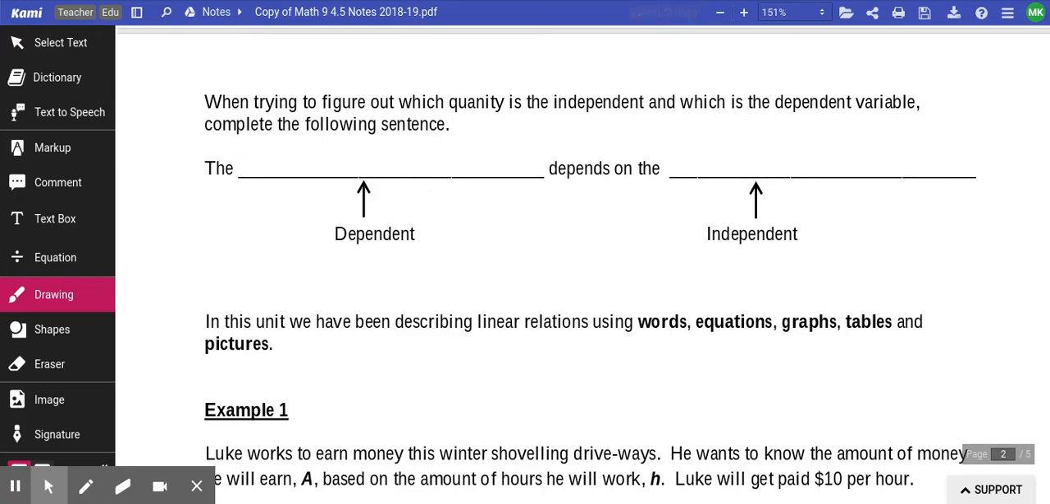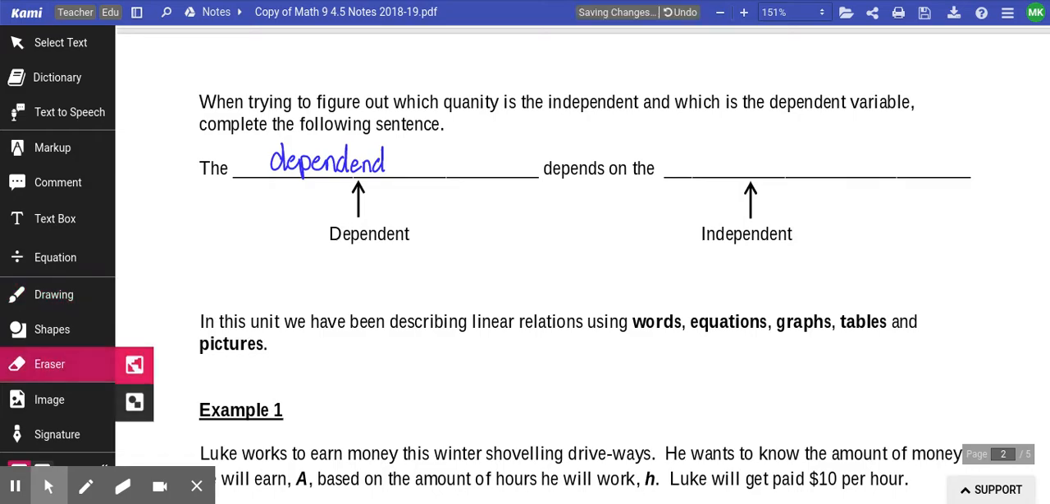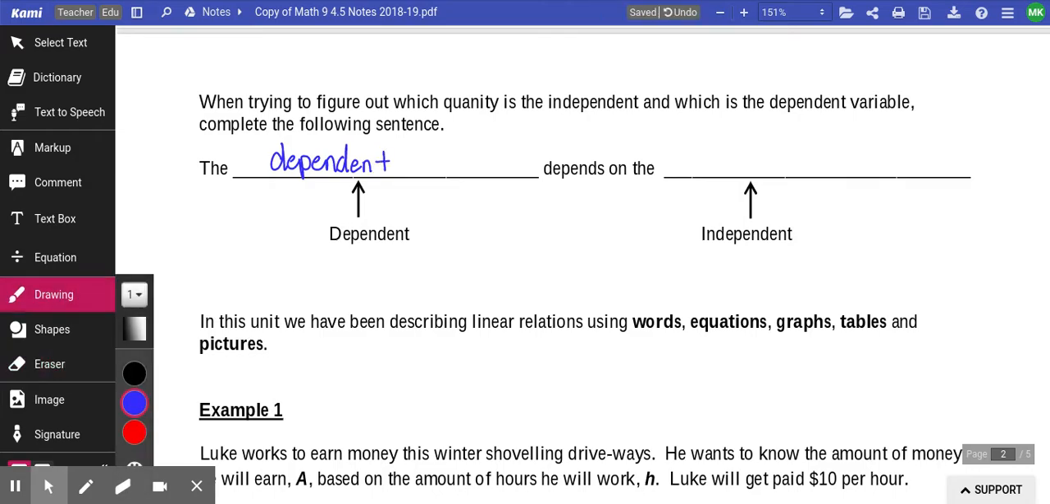When trying to figure out what quantity is the independent, which is the dependent variable, complete the following sentence. The dependent depends on the independent. The dependent variable depends on the independent variable.